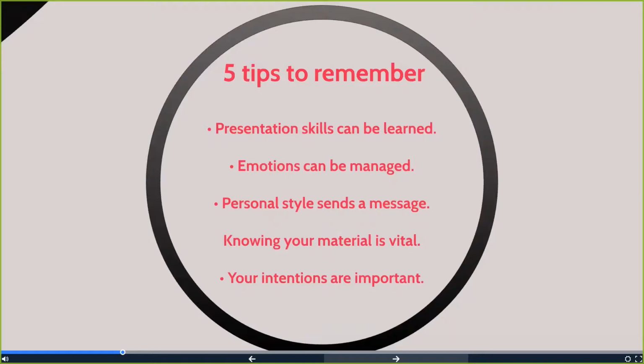Personal style sends a message, and that's that whole thing where when you send a message with that personal belief inside you, it's a topic much more easily received from your audience, and because you believe in what you're saying, your audience is more likely to believe in what you're saying as well. Knowing your material is vital, and your intentions are important. The moment you don't believe in your content, you do not have the best intentions, people see through that pretty quickly. So there are 5 great tips to remember. You keep that in the back of your mind, and again, you will do a fantastic job.